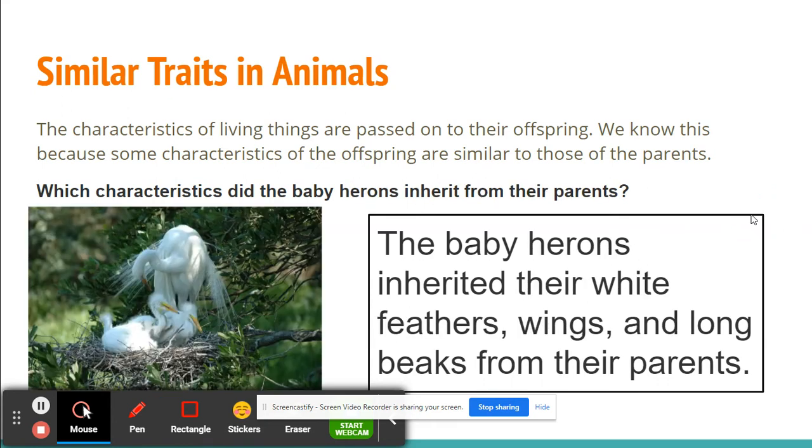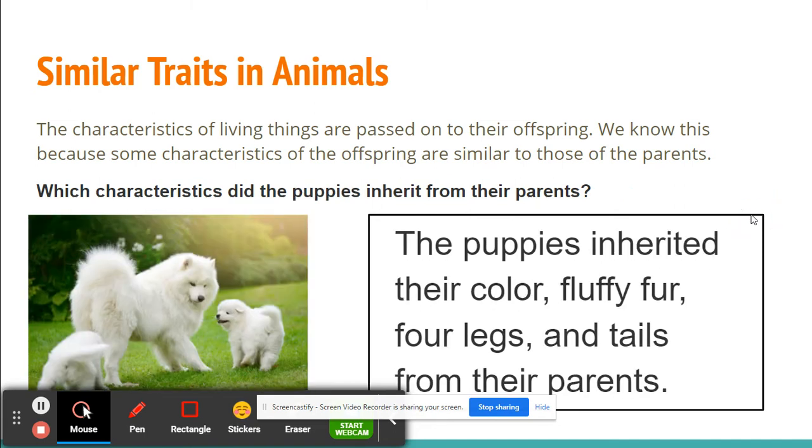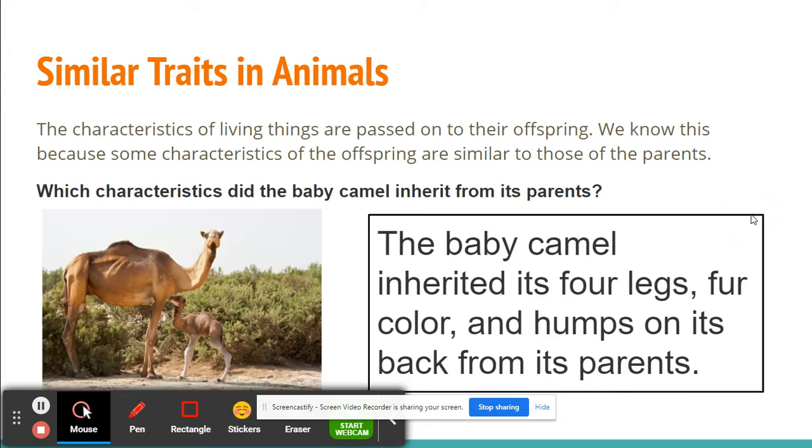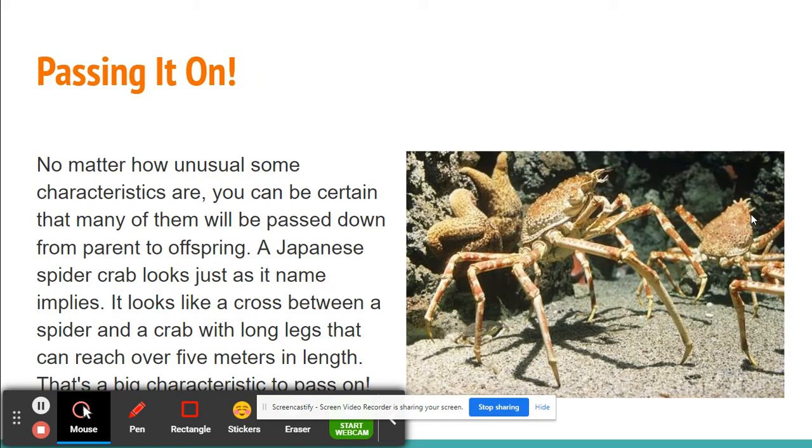Now, what did the baby heron inherit? The baby heron inherited their white feathers, wings, and long beaks from their parent. Which characteristic did the puppies inherit? The puppies inherited their color, fluffy fur, 4 legs, and tails from their parents. What did the baby camel inherit? The baby camel inherited its 4 legs, fur color, and humps on its back from its parents.